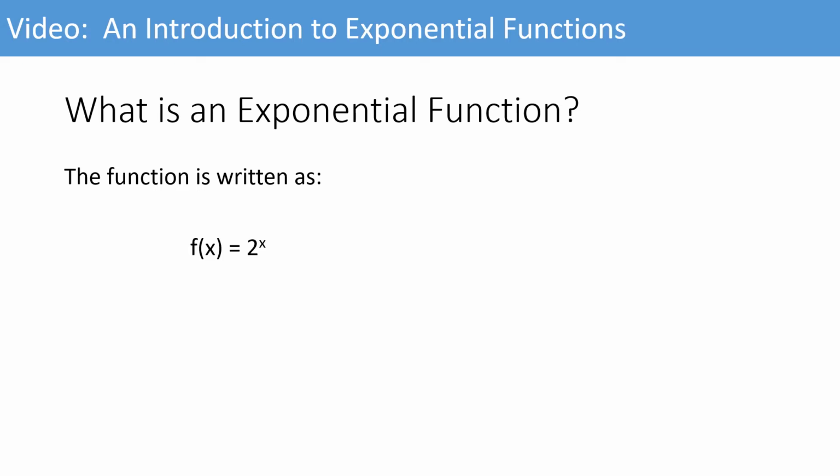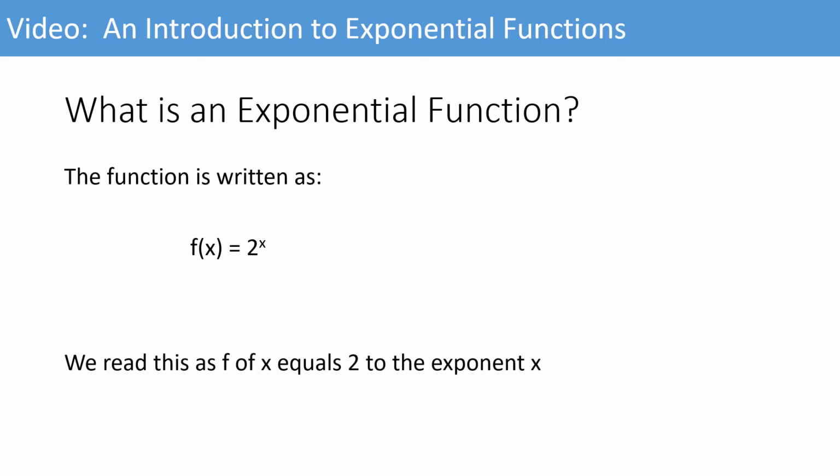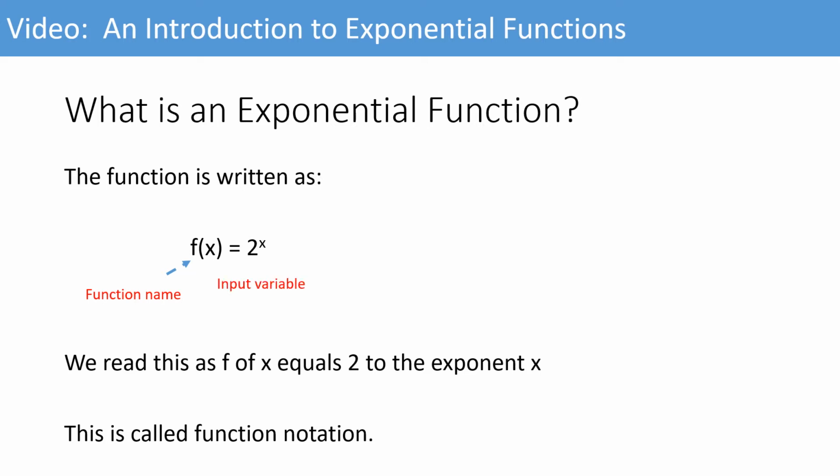The function is written as f of x is equal to 2 to the exponent x. We read this as f of x equals 2 to the exponent x. This is called function notation. The function name, the input variable, what's happening to the variable.